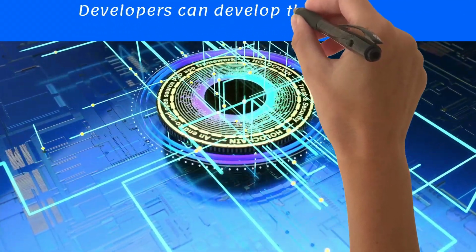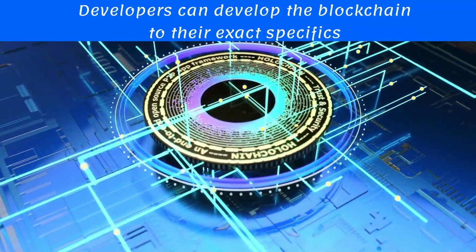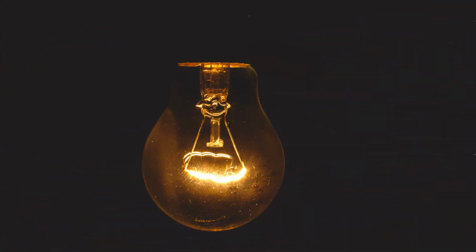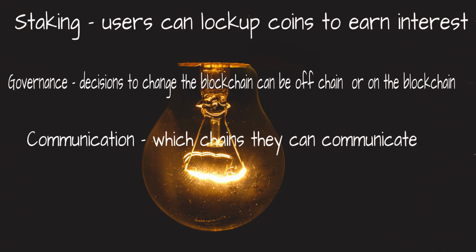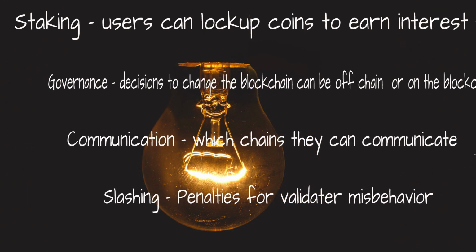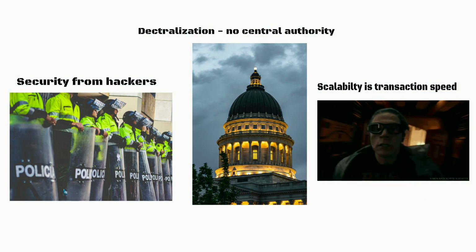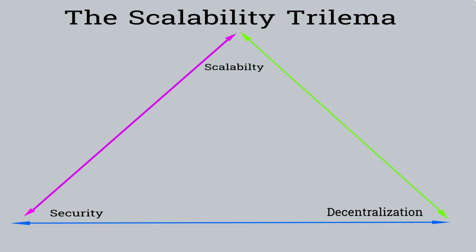By allowing for the creation of customized blockchains, Layer 0s let developers build blockchain protocols to their exact specifications. Developers can decide whether the blockchain has staking, on-chain or off-chain governance, communication with other blockchains, and slashings. They can choose whether they want more security by trading off some decentralization, or more scalability by trading off some security and decentralization. The trade-off between scalability, security, and decentralization is called the blockchain scalability trilemma.